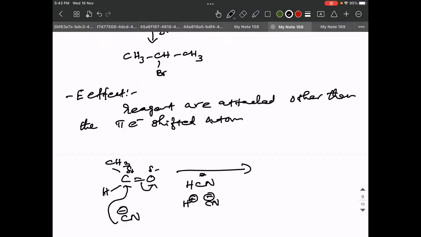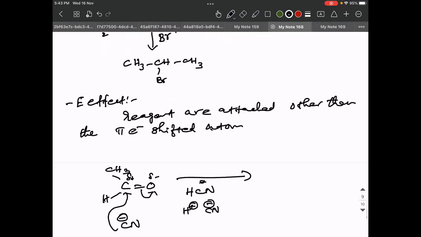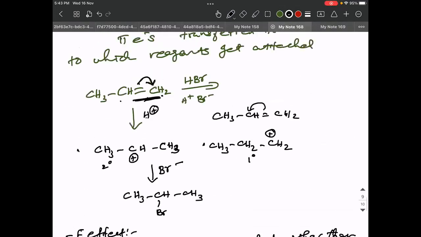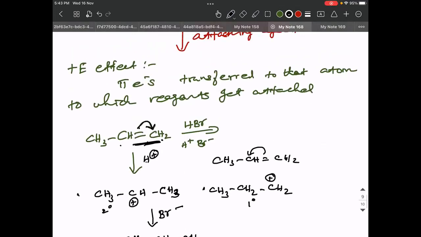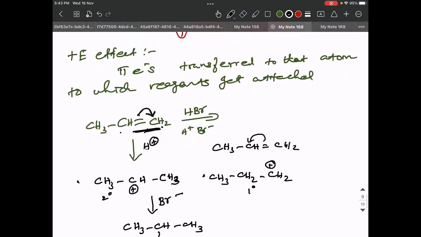The pi there only here the oxygen, but the cyanide attached to carbon. So this reaction is known as minus C effect. So due to the presence of reagent, the polarization and will react CH3CHO.